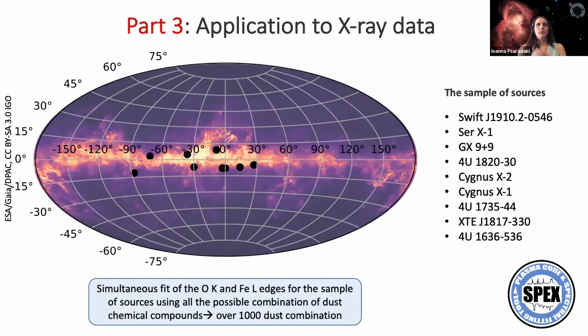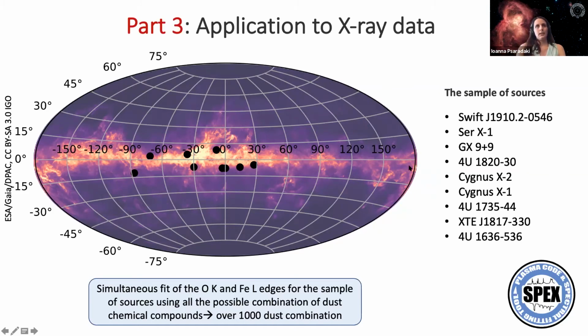So we use a sample of sources along the galactic plane. These sources have been selected according to their column densities. Basically, depending on which edge one wants to fit, you have to select different sources at different column densities. Here, we work in the oxygen and iron K edges, which are located in the soft X-ray band below 1 keV. So we need column densities of approximately 1 to 5 times 10^21 cm^-2. If we want to study the silicon and magnesium, as has been done before, we choose higher column densities.